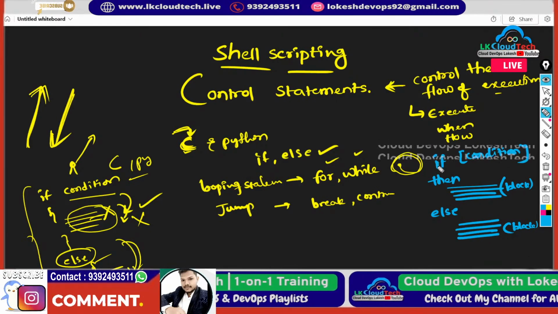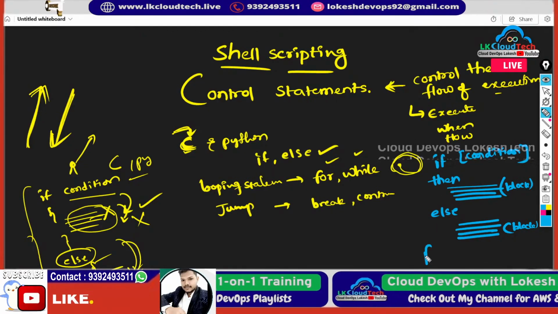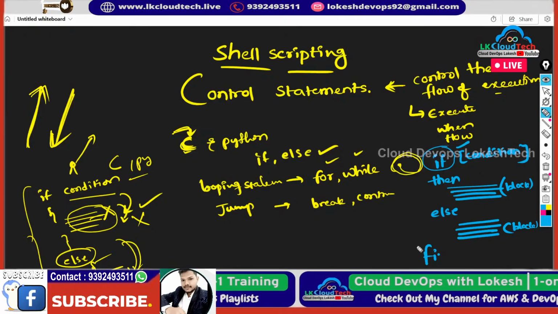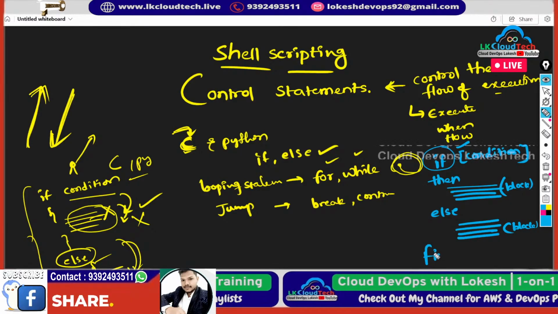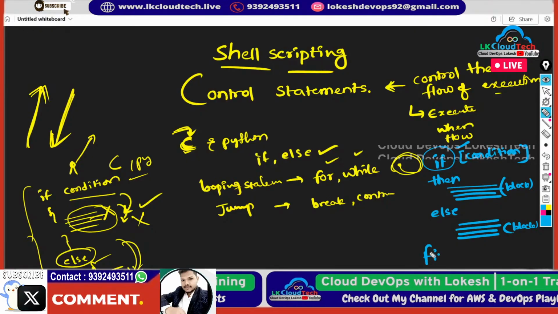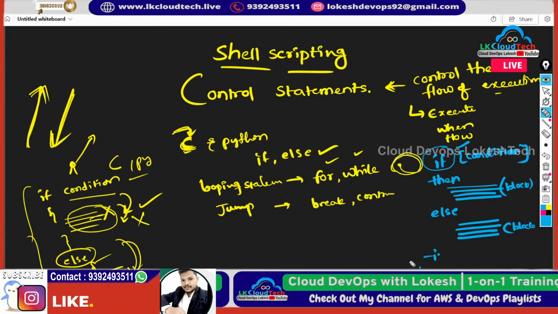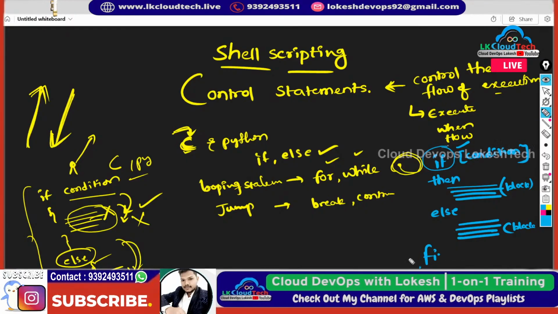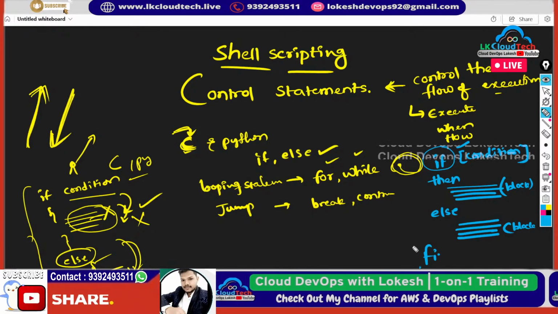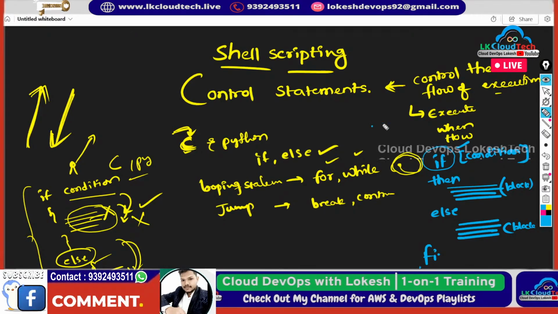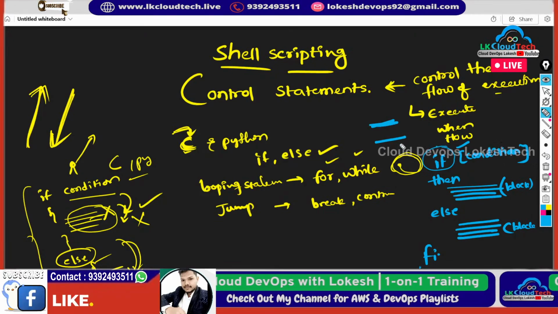What is the reverse of if? Fi. If you want to end the if condition, you just need to write the reverse, fi. Then the statement will end. The condition will end if you write it like this. Here, if condition is used to choose either this or this. That is the purpose of the if condition.